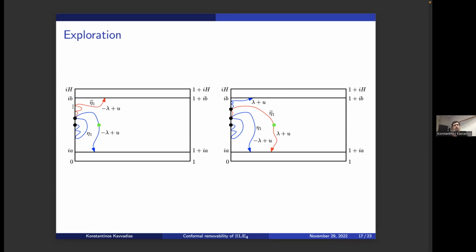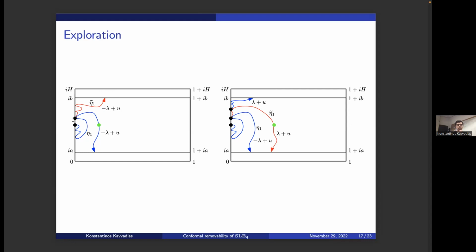So suppose that it hits the upper boundary first. Again, it will hit the left side of the rectangle multiple times. In that case, we consider the first crossing, discovered in the first stage of the exploration, to be the concatenation of the right side of the red level line with the left side of the blue level line. So this concatenation here will be the first crossing, and the boundary values of the field will be equal to minus lambda plus u on the right side of the first crossing.